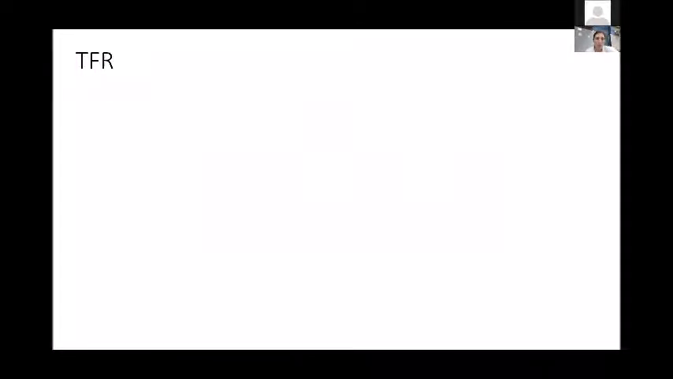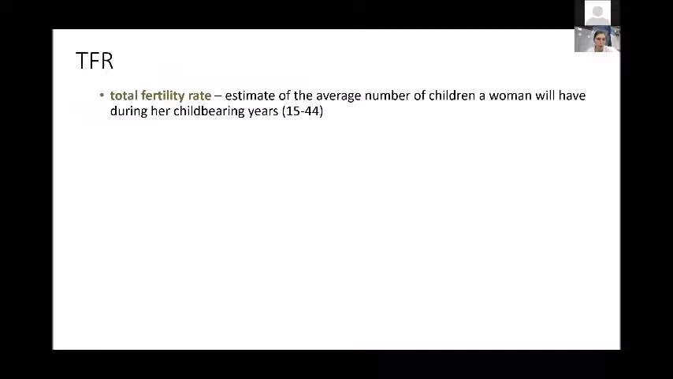So let's talk about one particular feature of population growth that demographers look at to be able to predict a lot about a country's standard of living and also population growth in the future. And that is something called TFR, or total fertility rate. So this is the estimate of the average number of children a woman will have during childbearing years. Typically, this is done between 15 and 44 years of age. Now, that doesn't mean that there aren't people that are younger or older than this having children, but just from a demographer's criteria, this is the age range that we're looking at.